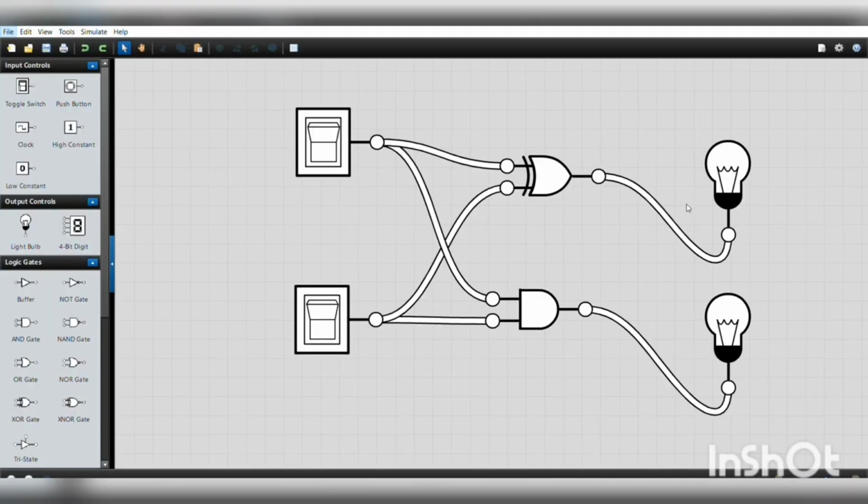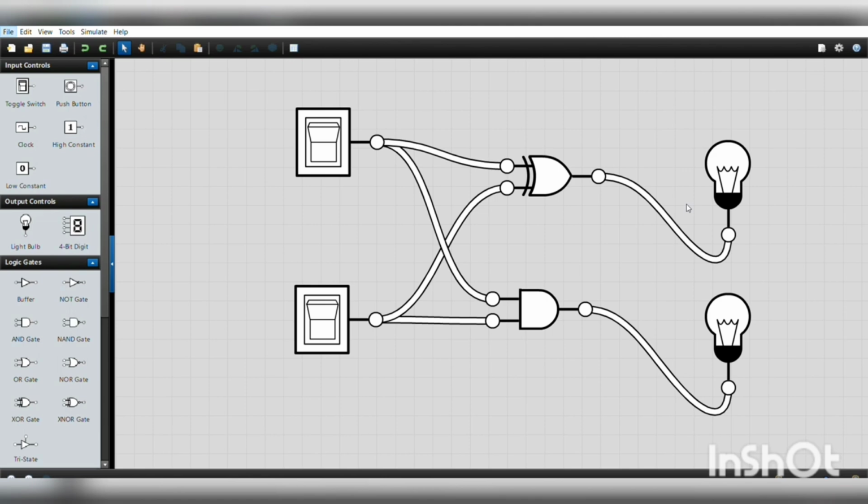Now let us see the implementation of the half adder circuit. Half adder circuit consists of an AND gate and an XOR gate. As we know, we have designed this based on the sum equation and the carry equation. So the sum equation is given by A exclusive-OR B and the carry equation is given by A into B.